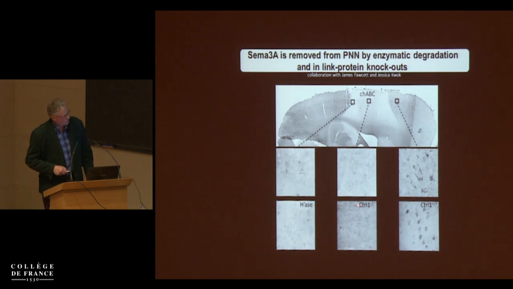This also works with another enzyme, hyaluronidase, and James has a link knockout mouse. In the wild-type mouse, the nets are clearly stained, but in the mouse where the link protein is knocked out and the nets fall apart, semaphorin 3A is clearly gone.